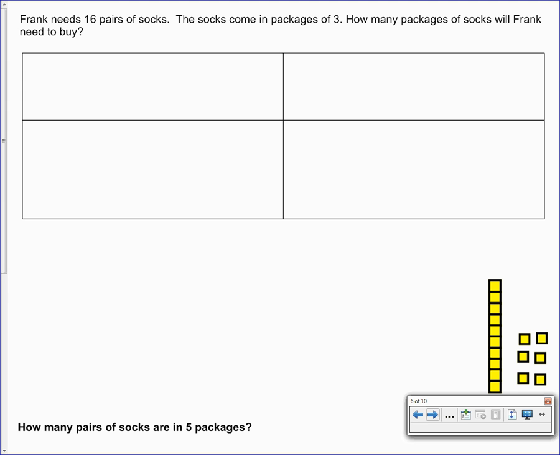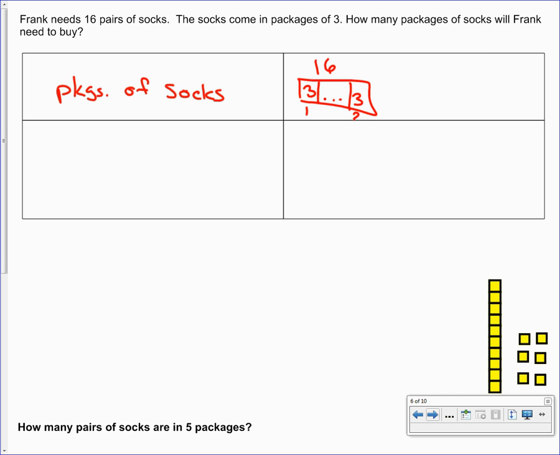Frank needs 16 pairs of socks. The socks come in packages of 3. How many packages of socks will Frank need to buy? So I'm looking at packages of socks. There's 16 pairs of socks, and they come in groups of 3. My question is 16 divided by 3. How many packages does he need?